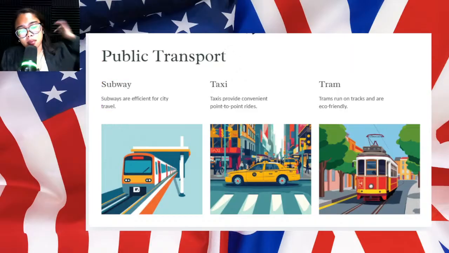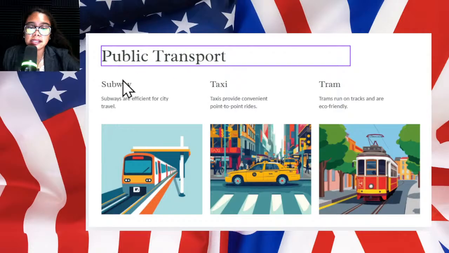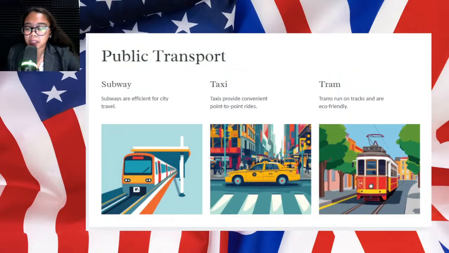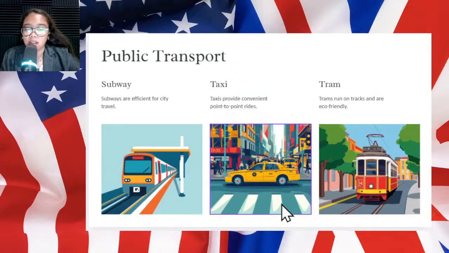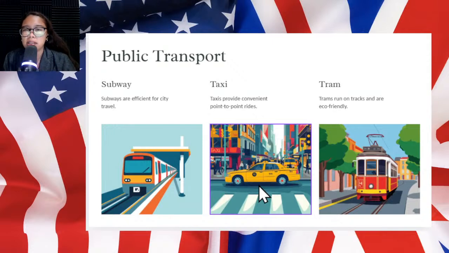Let's continue with another public transportation. Okay. What is the next one? Again, the first one is subway. What is the next one? That is a taxi. This one, we're familiar with. This is a very convenient personal ride, but expensive.